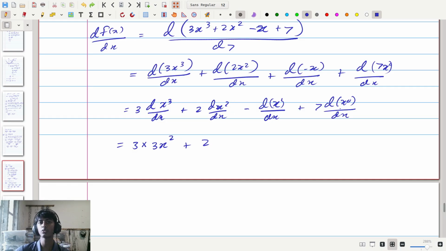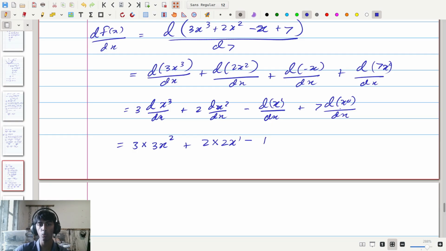X to the 2 is going to be 2x to the x to the 2 minus 1, which is 2x to the 1, so we have to multiply by 2x to the power of 1, minus, and then here the derivative of x to the power of 1 is 1 times x to the power of 1 minus 1, which is 1 times x to the power of 0, which is 1.